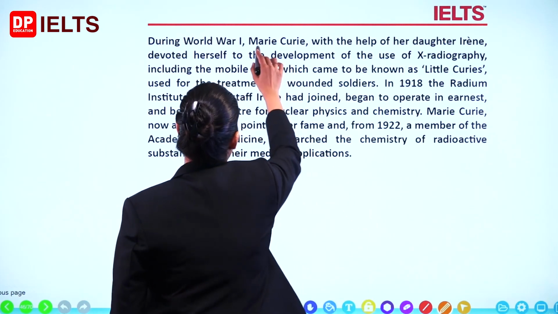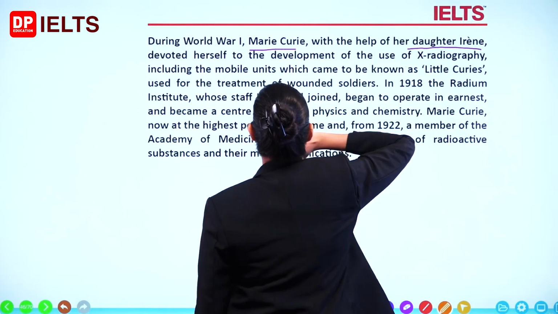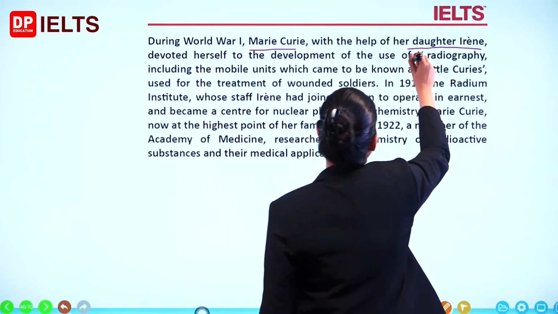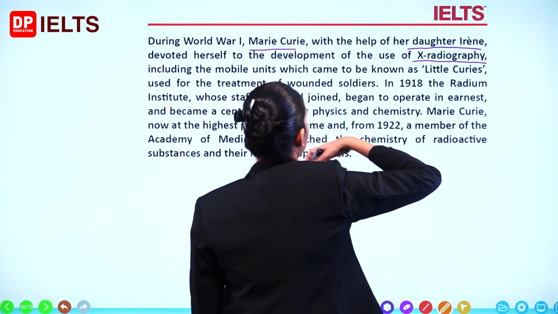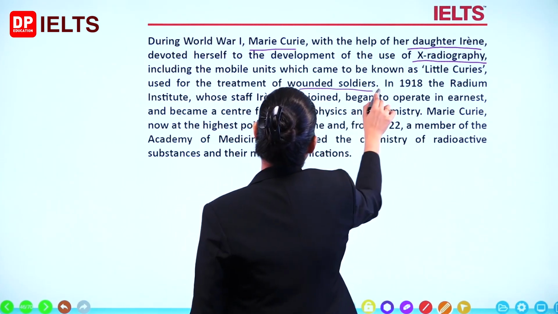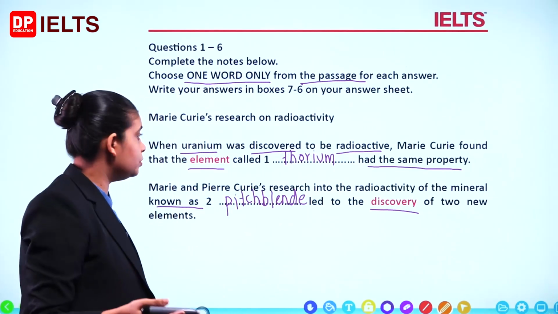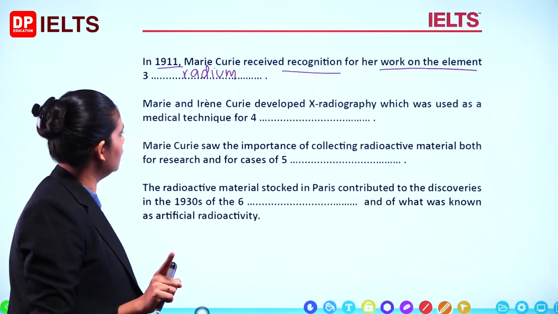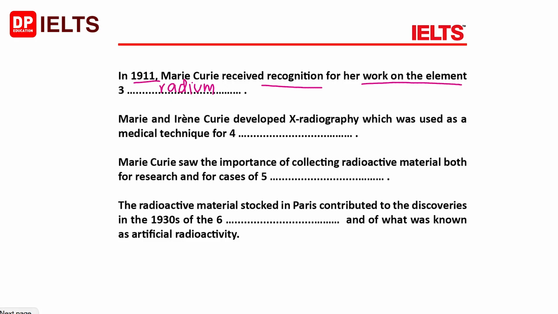Right here. Marie Curie, with the help of her daughter Irene, devoted herself to the development and use of X-radiography, including mobile units, which came to be known as Little Curies, used for treatment of wounded soldiers. Who was it used for? Wounded soldiers, but because we can write one word, okay, used as a technique for soldiers.